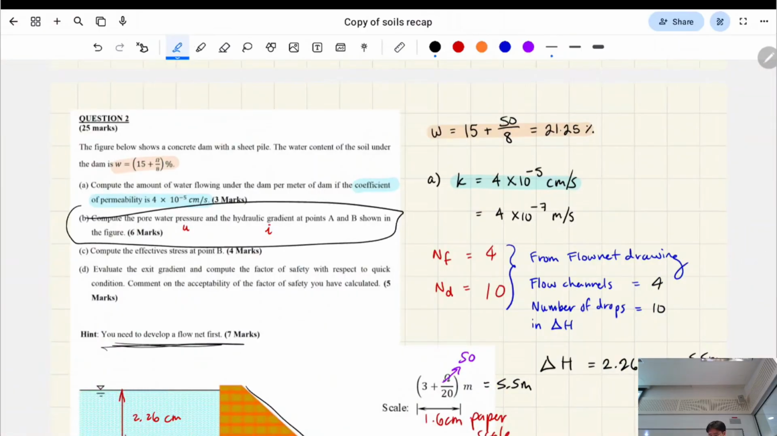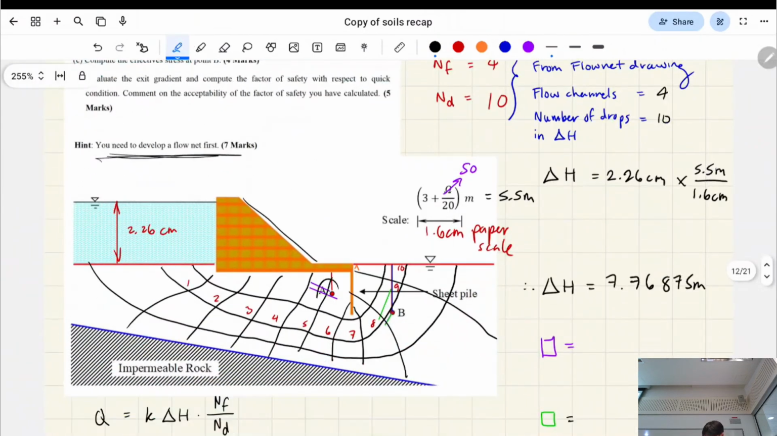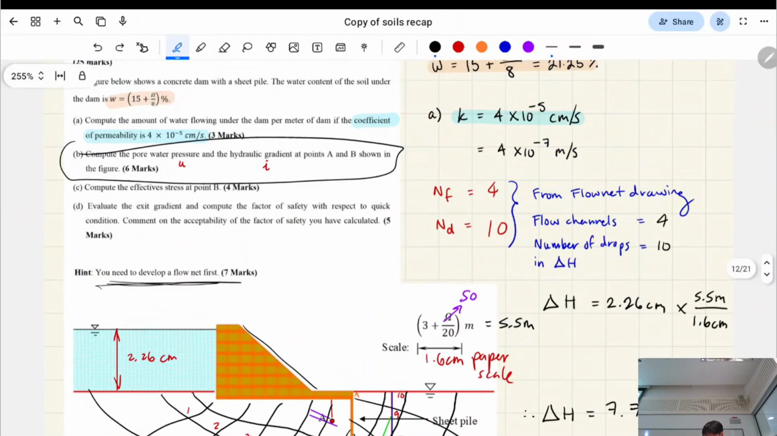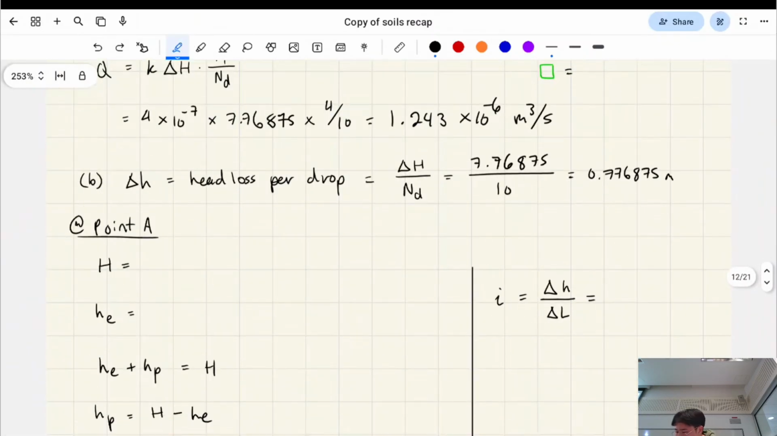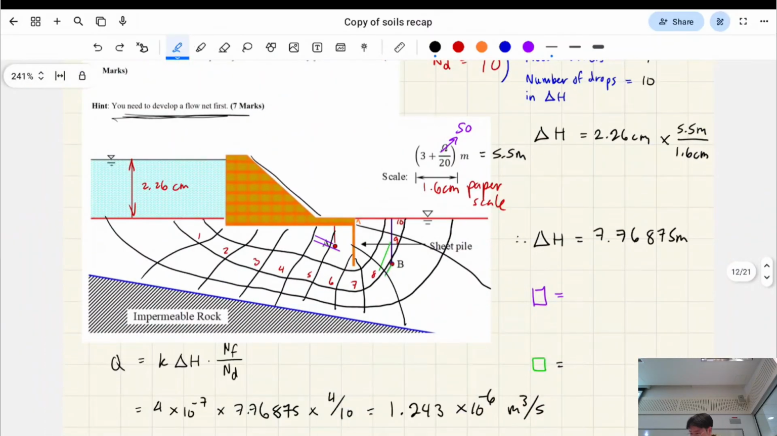Okay, let's look at the wording of B, right? Compute the pore water pressure and the hydraulic gradients at points A and B shown in the figure. So for reference, A was here and B was here. So that's what we're going to do. We'll focus on A first, right? Okay. So let's talk about point A real quick.